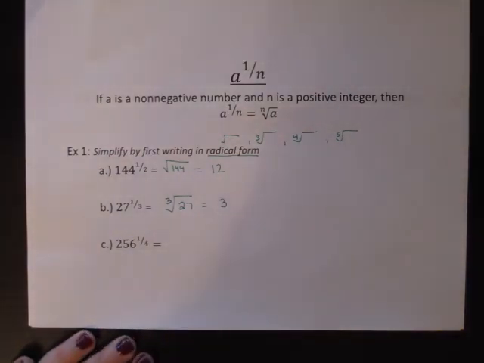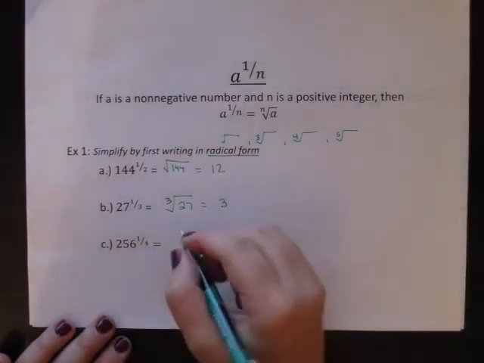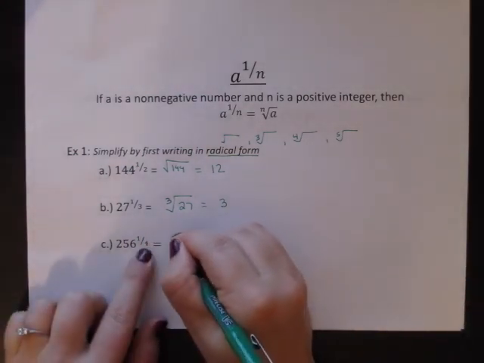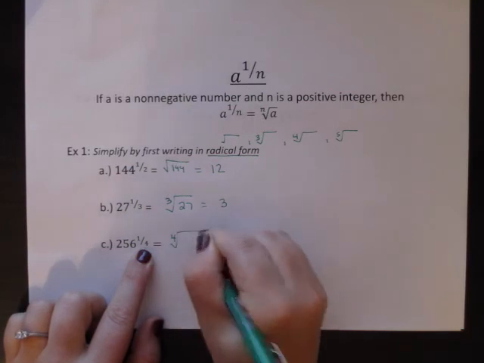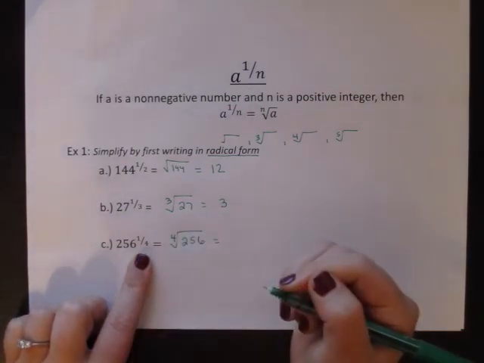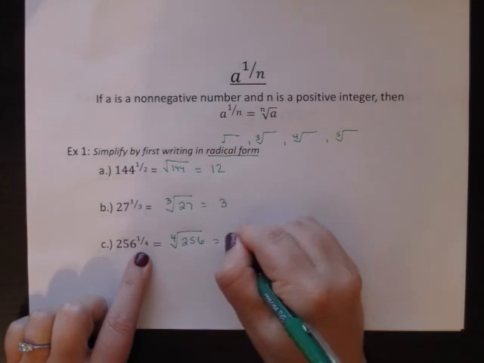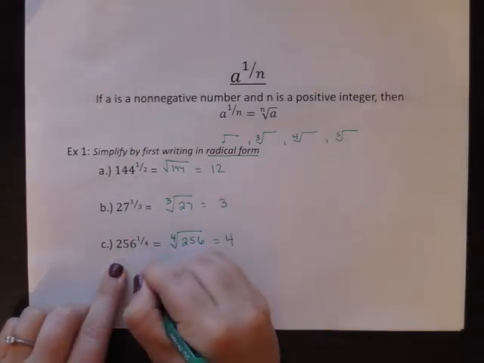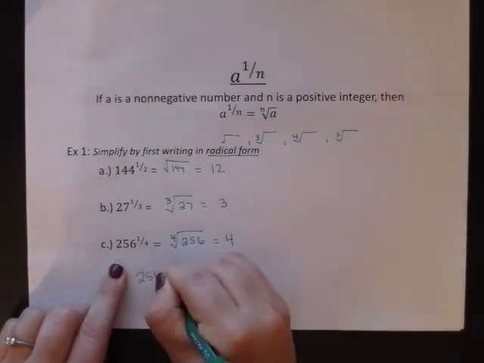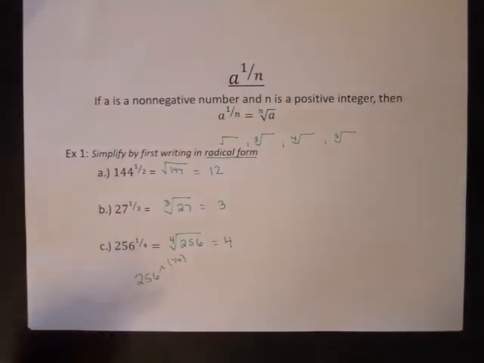Okay? And then the next one I've got is 256 raised to the 1/4. First thing I've got to do is write it in radical form. So we're actually looking at the fourth root of 256, which is a perfect fourth power, and the root is 4. But when you plug it into your calculator, literally it would be 256, up arrow, parentheses, 1 over 4. But I do need to see it in radical form first.